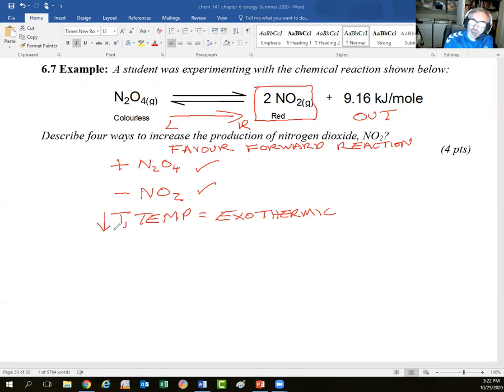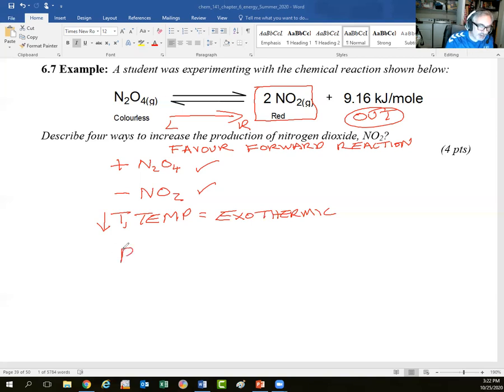If the molecules lose energy, we compensate for that energy lost by producing more energy as the forward reaction gives energy out. Increasing temperature would favor the competing back reaction, which is the endothermic reaction.